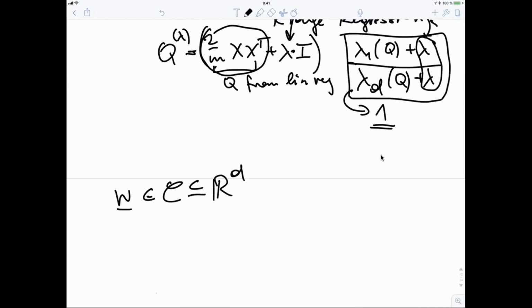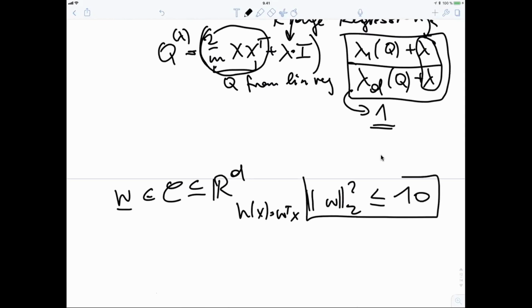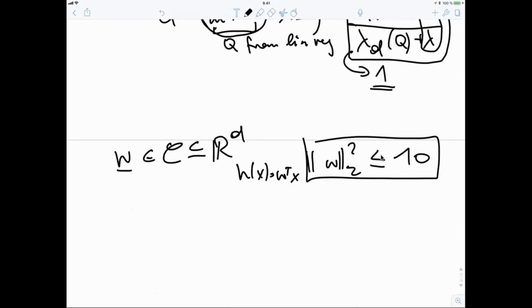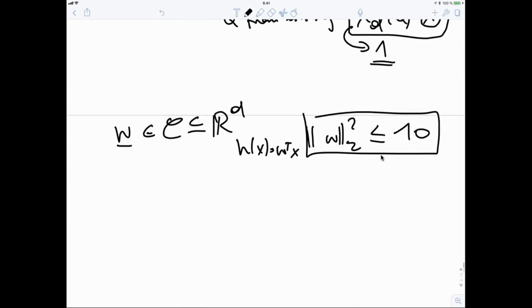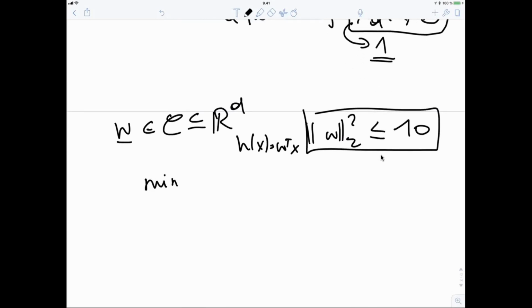One example could be that we want to learn a linear hypothesis whose weight vector has a norm squared smaller or equal than 10. For some reason, we want to have such a constraint. This would be an example of model pruning, by the way. And then the question is, how would we minimize the training error if we have such constraints? We want these weights to belong to a subset, which we call a constraint set.